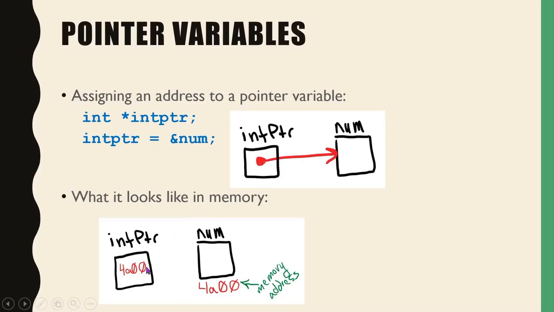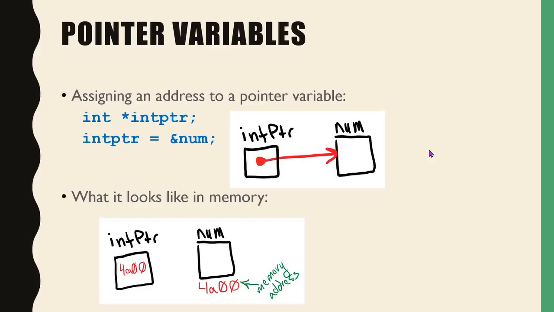This is what it really would look like in memory, where we have the memory address, a hexadecimal value, stored inside of int pointer. But this is how I typically draw it, just because we don't know what the memory address actually is. And it'd be different on everybody's computer and every time you run the program.